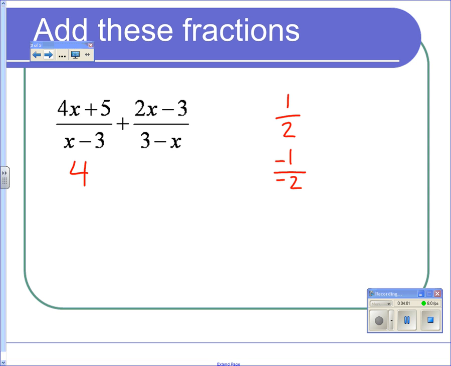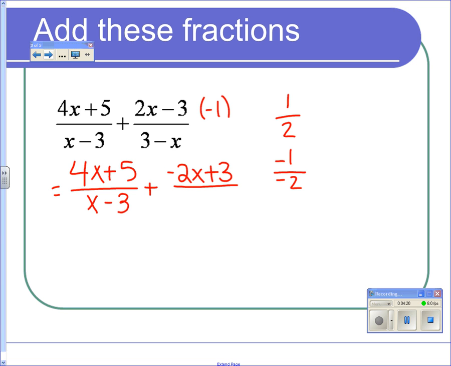So what can we do? If we multiply the top by negative 1, what would we get? Y'all with me? Oh, because you're multiplying it by 1, basically. Negative 1 over negative 1 is just 1. So you're not changing the value of it. So you can get the same denominator. You can always multiply something by 1.